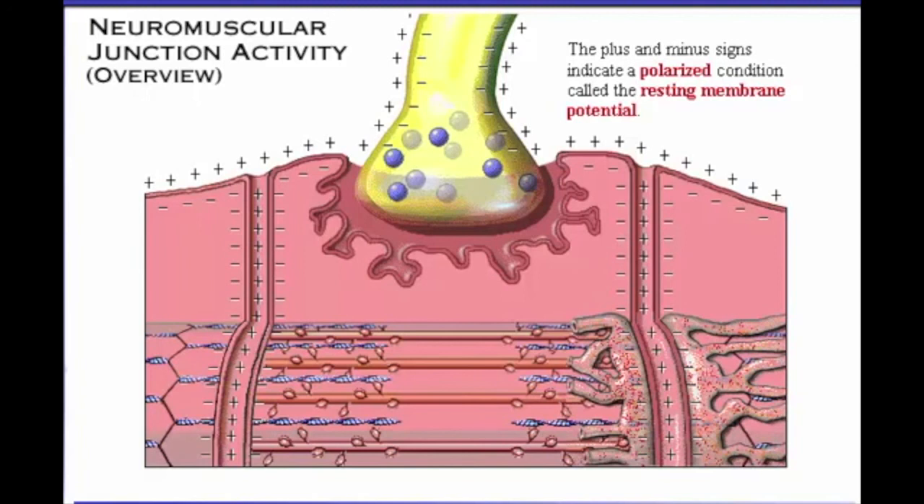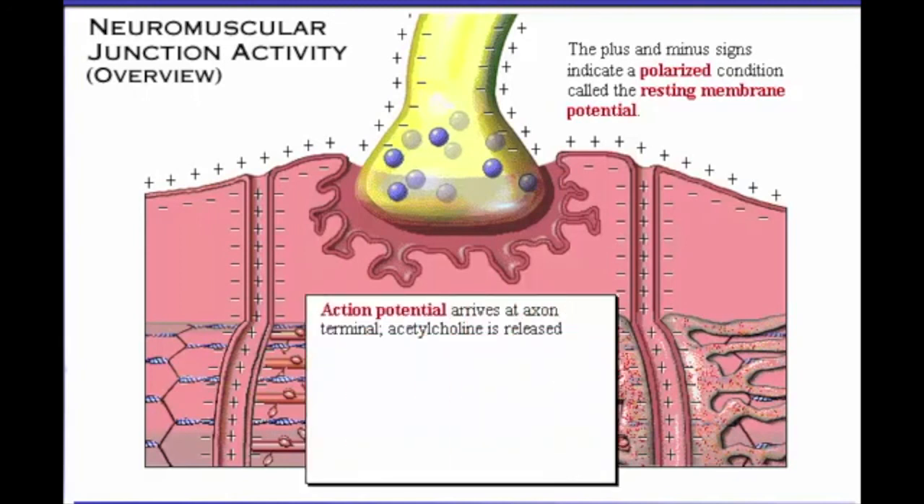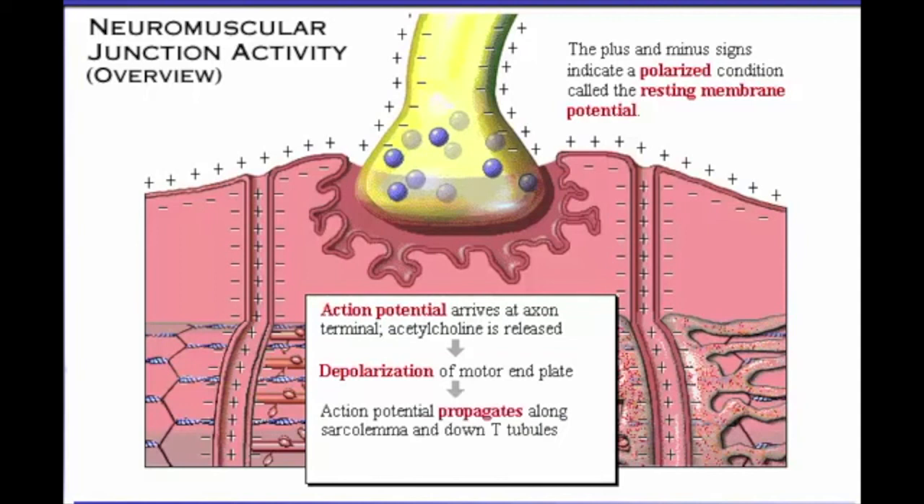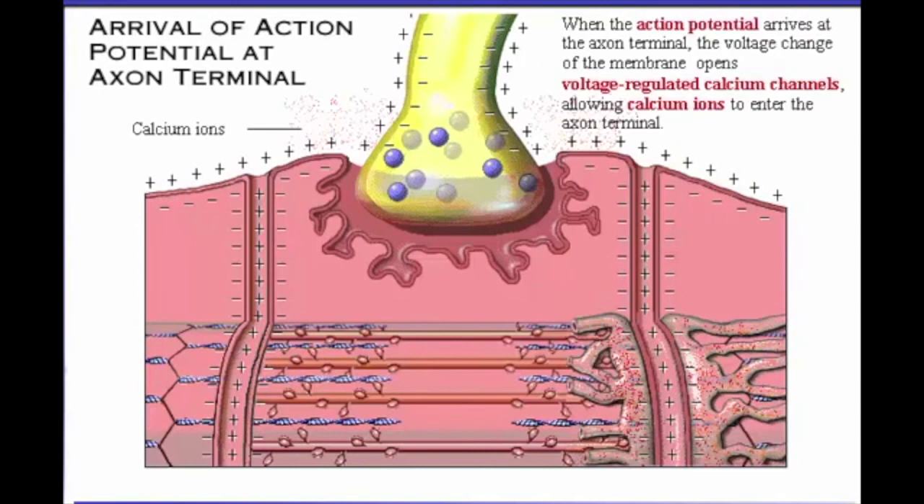Here's an overview of the activity that occurs at the neuromuscular junction. An action potential arriving at the axon terminal triggers the release of the neurotransmitter acetylcholine, resulting in the depolarization of the motor end plate. This depolarization triggers an action potential that propagates along the sarcolemma and down the T-tubules, causing contraction of the sarcomeres. When the action potential arrives at the axon terminal, the voltage change of the membrane opens voltage-regulated calcium channels, allowing calcium ions to enter the axon terminal.